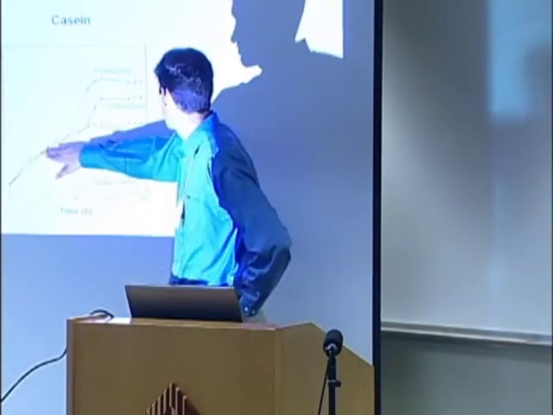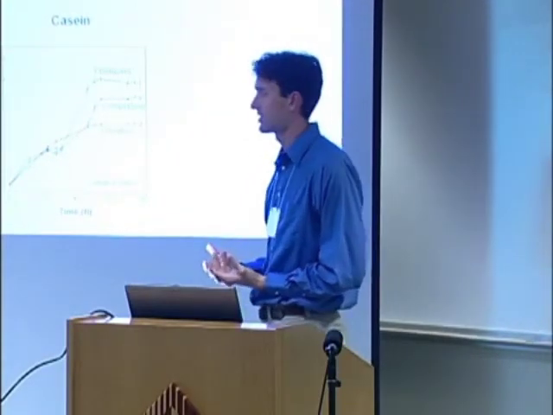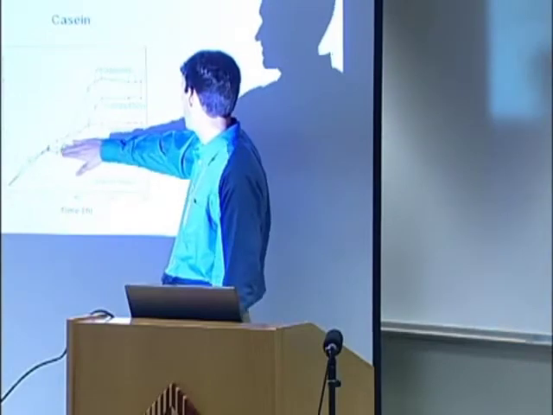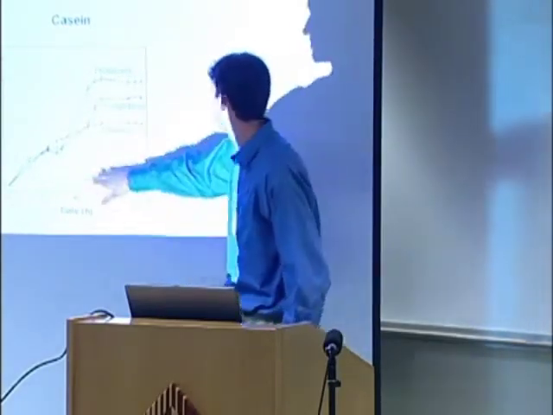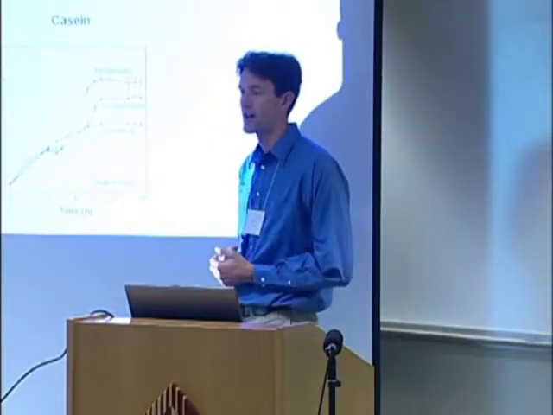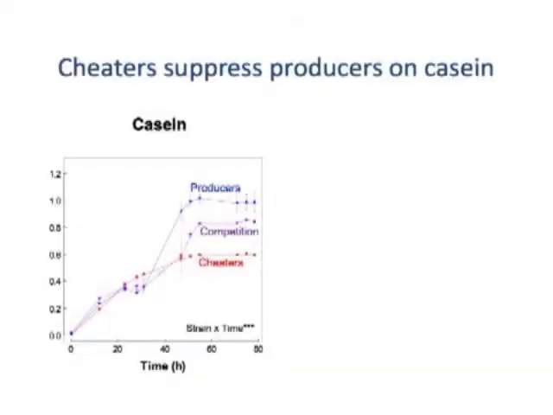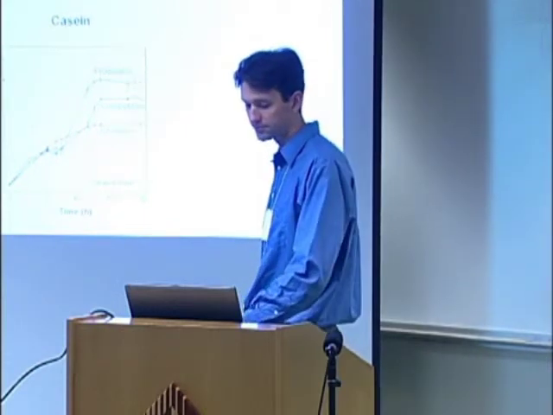So you see there is some growth of the cheaters on this medium, and they're growing on the simple components that were already present there. But they don't reach as high a level of biomass as the producers do when grown alone, because somewhere around 24 hours, the producers start producing enzyme activity that allows them to access that complex casein substrate. Now, if we look at the two in competition, you see that the biomass doesn't reach the same level as it does for the producers alone, even though both strains are present in that media.